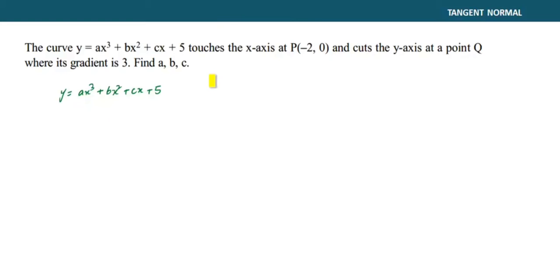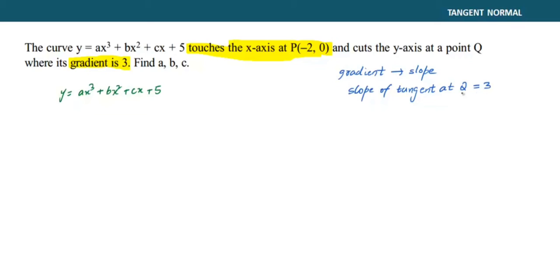So let us just understand what is given to you in the question. It is given that it cuts the y-axis at a point Q where the gradient is 3. So what do you understand by gradient? I hope you understand what is meant by gradient. If not, then gradient means slope. The meaning of gradient is nothing but slope. So that means the slope of the tangent, because the slope cannot be of a curve. Slope is always of a tangent. So the slope of the tangent at Q is given to be equal to 3.